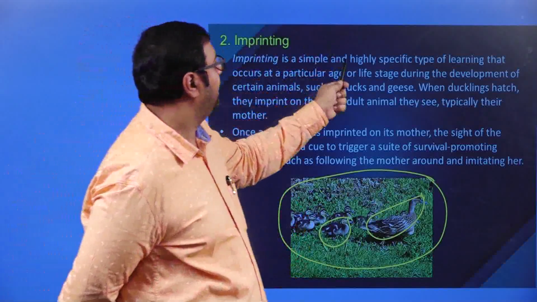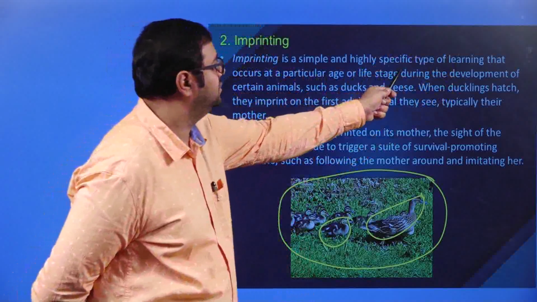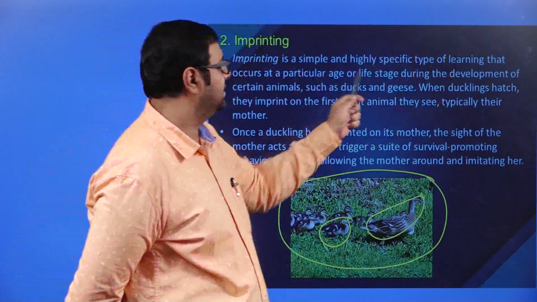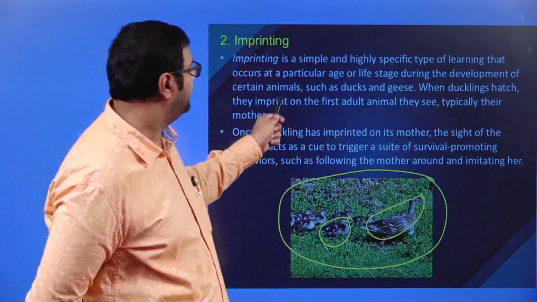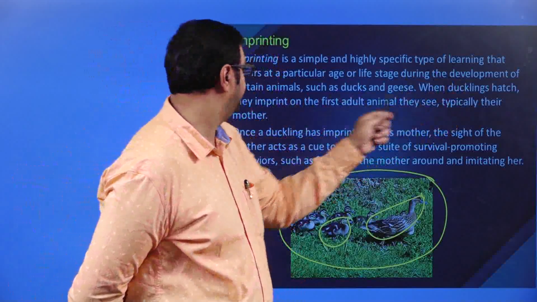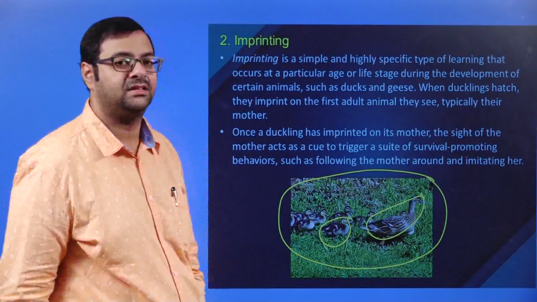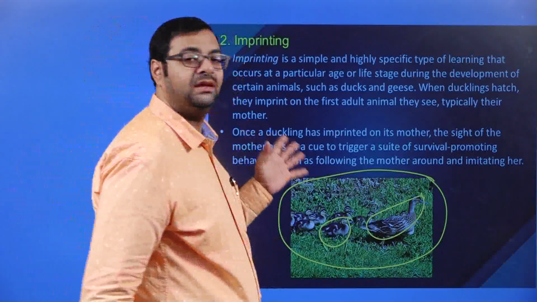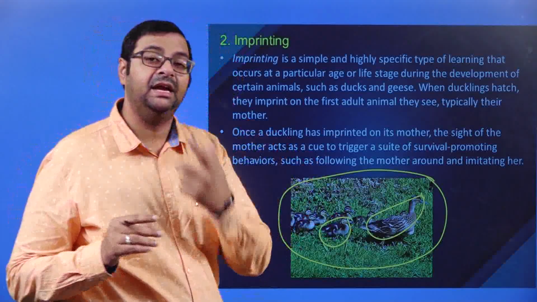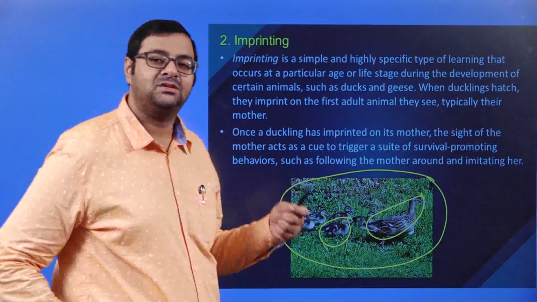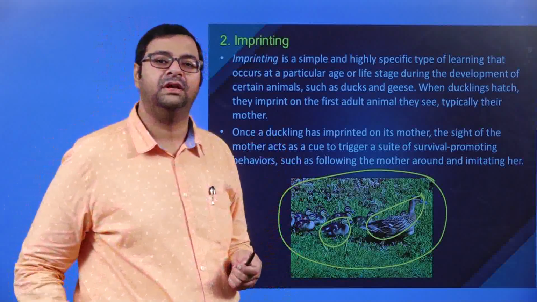Imprinting is a simple and highly specific type of learning that occurs at a particular age or life stage during the development of an animal, such as ducks and geese. Now, in humans also we see this behavior. When ducklings hatch, they imprint on the first adult animal they see, typically their mother. That's why mothers are close to the duck eggs when they are hatching, because they want them to follow them. They want to take care. It's a motherly innate behavior. So as soon as the ducklings hatch, they start following the mother.